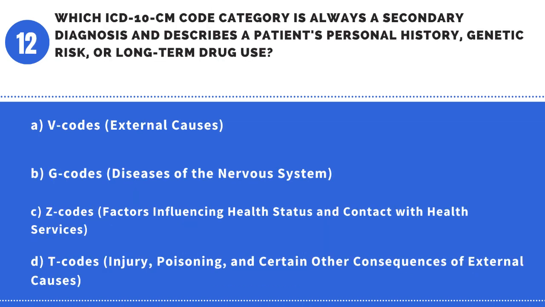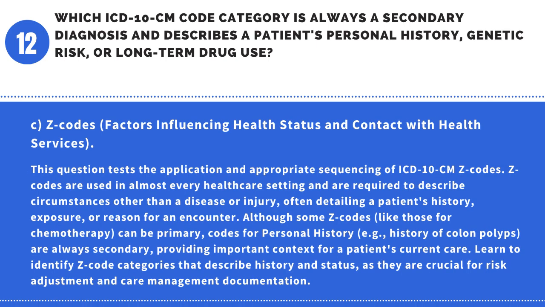Question 12. Which ICD-10-CM code category is always a secondary diagnosis and describes a patient's personal history, genetic risk, or long-term drug use? A. V codes, external causes. B. G codes, diseases of the nervous system. C. Z codes, factors influencing health status and contact with health services. D. T codes, injury, poisoning, and certain other consequences of external causes. Answer C.